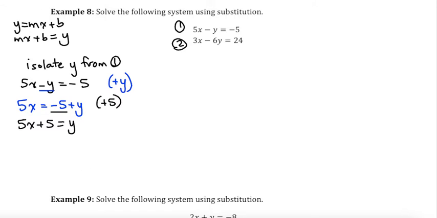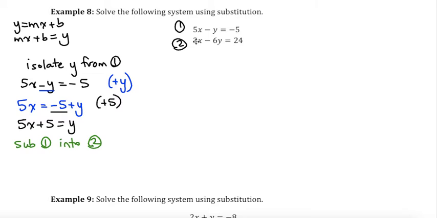Okay? So now that I've isolated, that's that first step done, isolate. Now I do my substitute, solve, check, conclude. Because I isolated my variable from equation number 1, I'm going to substitute 1, so this rearranged equation number 1, into equation number 2.